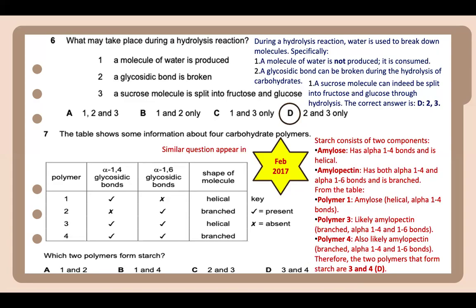Number 7 is a similar question which appeared in February 2017. The question is related to a table that shows some information about 4 carbohydrates, and asks which 2 polymers form starch. Starch consists of 2 components. Amylose has alpha 1,4 bonds and is helical. Amylopectin has both alpha 1,4 and alpha 1,6 bonds and it is branched. From the table, polymer 1 is amylose, which is helical with alpha 1,4 bonds. Polymer 3 is likely amylopectin, which is branched with alpha 1,4 and alpha 1,6 bonds. And polymer 4 is also likely amylopectin, which is branched with alpha 1,4 and 1,6 bonds. Therefore, the answer for this question is 3 and 4.